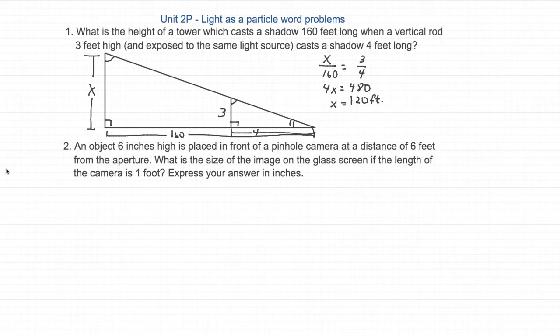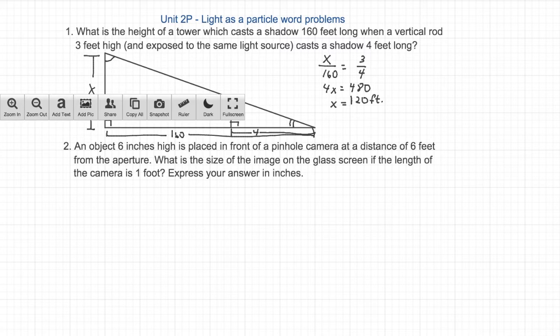Question 2: an object 6 inches high is placed in front of a pinhole camera at a distance of 6 feet from the aperture. What is the size of the image on the glass screen if the length of the camera is 1 foot? Express your answer in inches.